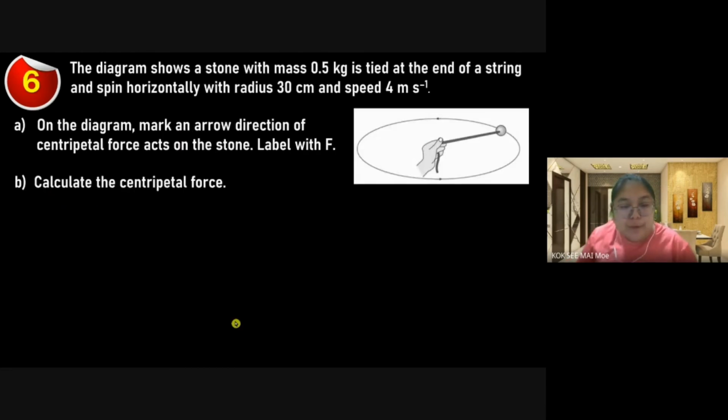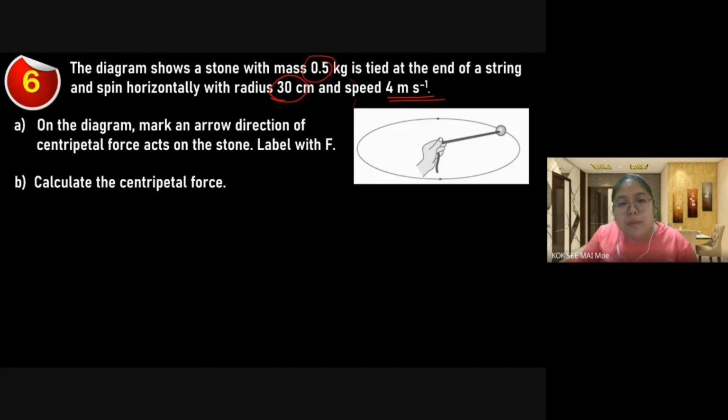Is it example 15? I think so. Example 15 is talking about centripetal force. They are going to rotate something. You see the diagram, then you know already. The diagram shows a stone. They tell you the stone's mass is 0.5 kg. It is tied at the end of a string and spins horizontally with a radius of 30 cm and the speed provided.